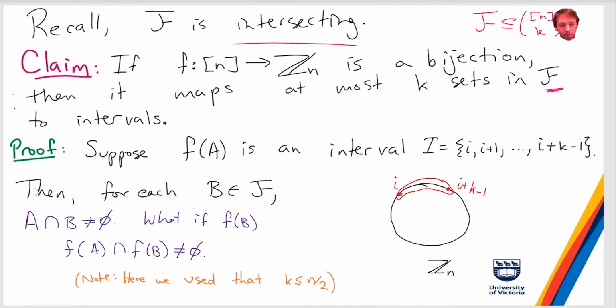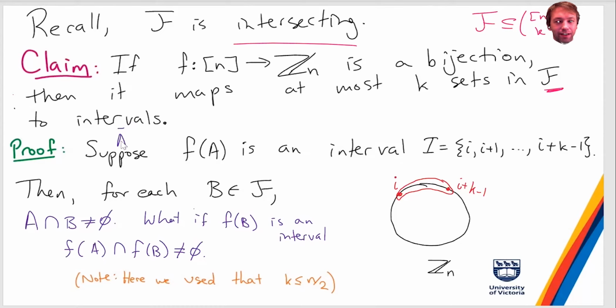Because you just take the common point of A and B and look where it maps, and that'll be an F of A and an F of B. So what I was going to ask, what if F of B is an interval? Yeah, I should have started with that probably. A is something in F.